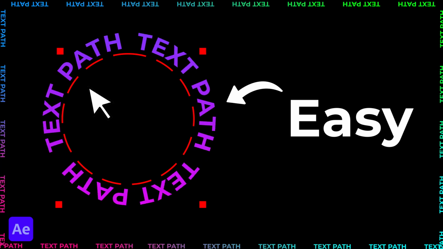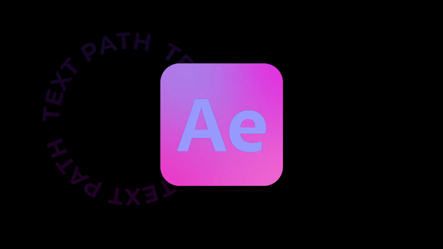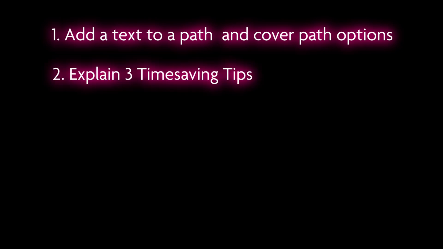This tutorial is all about animating text on a path within After Effects. I'm going to break this into two parts. First, I'm going to show you how to add a text to a path and cover the basic path options. This is very quick and will take about a minute to cover. Then I'm going to share 3 time-saving tips.